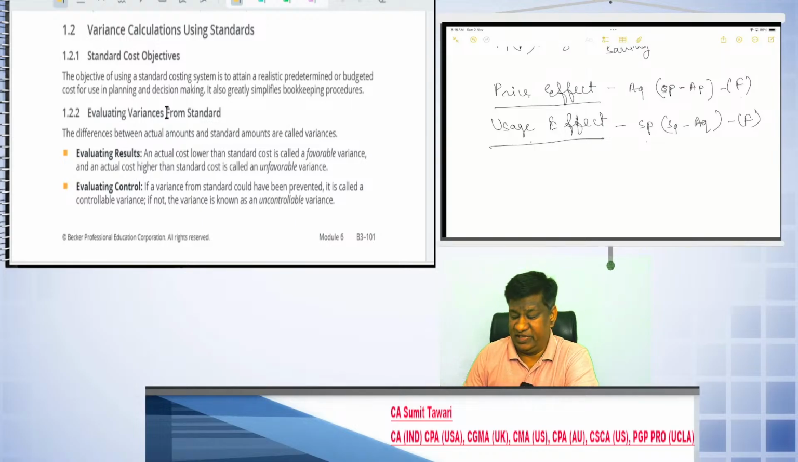Like I said, if there is an unfavorable variance in price, what could be the reason and what corrective action can we take? Anyone has any idea? Like, instead of 2 rupees or $2, I need to buy at $2.2. So what can I do in this situation to control my cost?